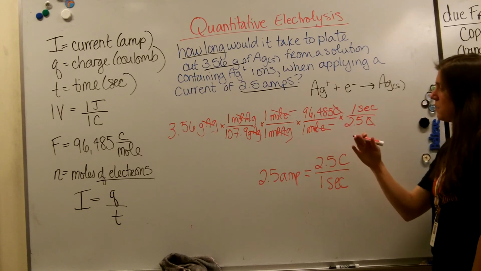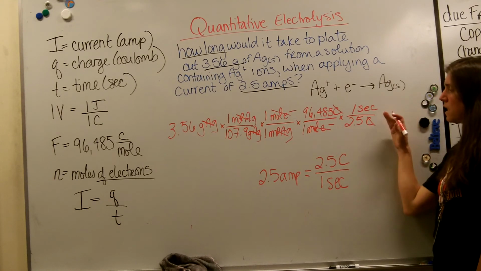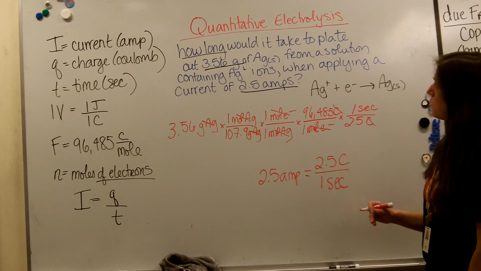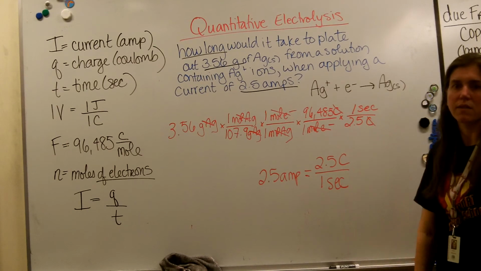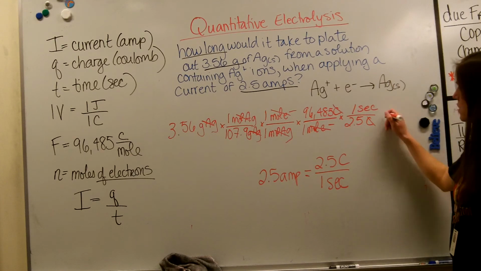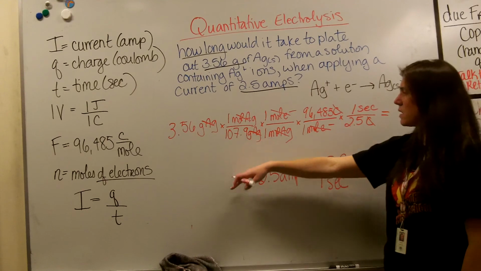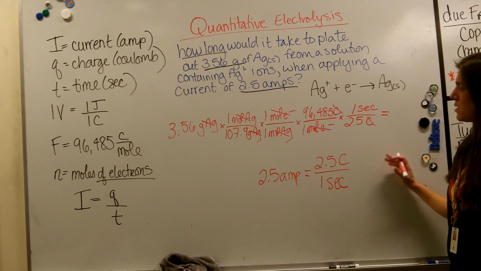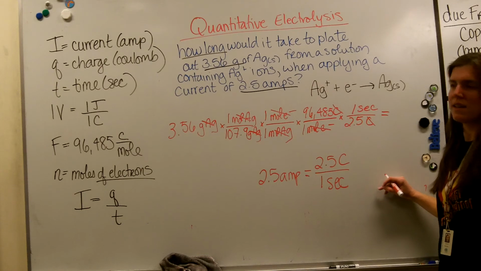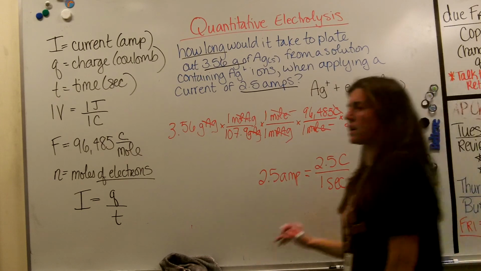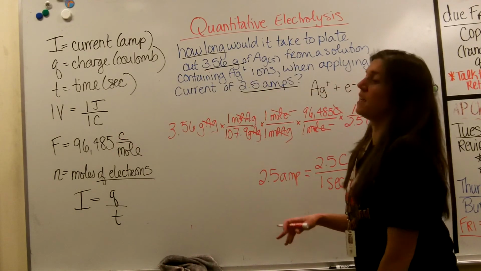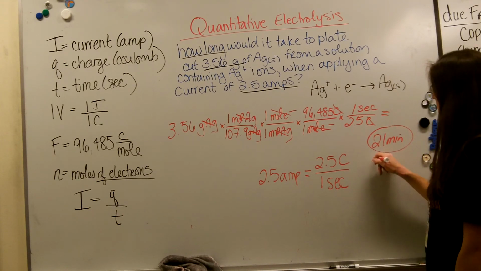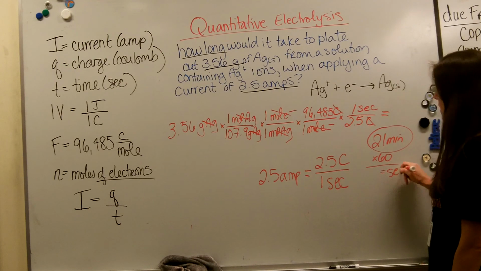And if I stop and solve, this will tell me how many seconds it takes at this current to plate out 3.56 grams of silver. The question didn't specify units, so I can leave it in seconds, or I could always convert this to minutes if I need to. If you plug this into your calculator, you do it exactly as written: 3.56 times 1 over 107.9 times 1 times 96,485. Take a moment, plug it into your calculator, see what you get. I'm going to stop and check my answer real quick. If you convert it into minutes, it would be 21 minutes. So whatever 21 times 60 is would give you what it would be in seconds.